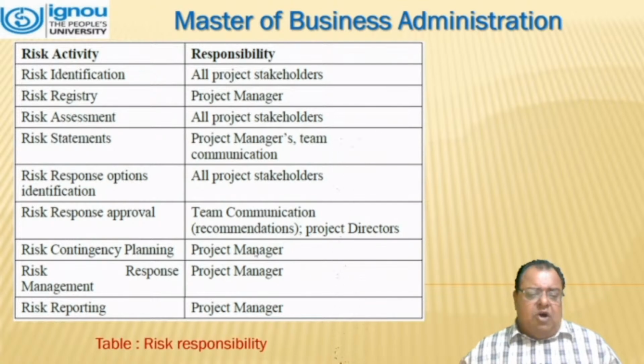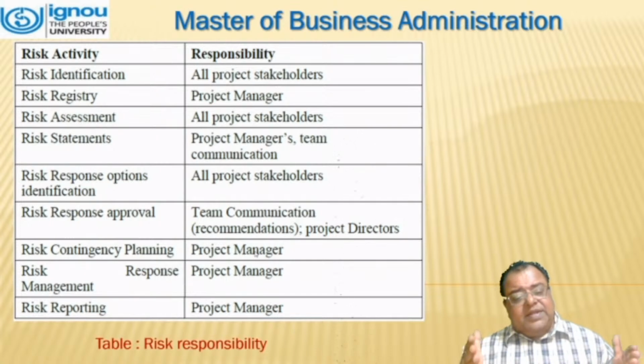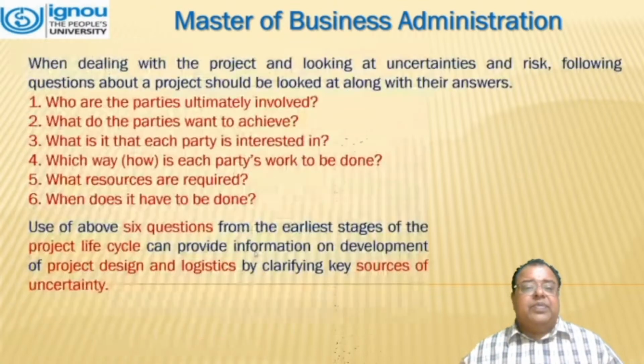Risk response option identification, all project stakeholders. Risk response approval, team communication, recommendations, project directors. Risk contingency planning, which is the job of the project manager. Risk response management, again the project manager. And risk reporting, that is the project manager.